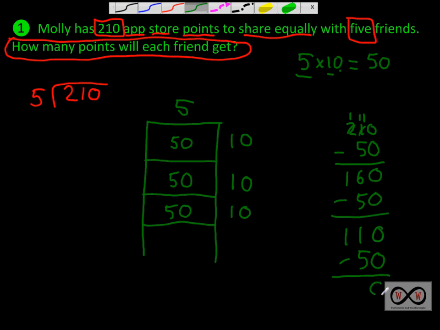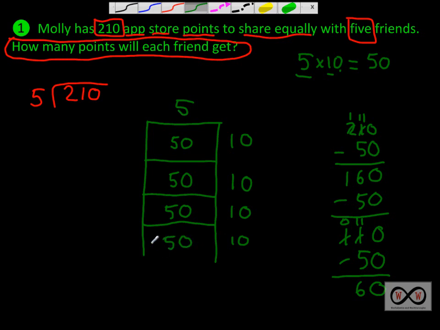0 minus 0 is 0. 1 take away 5, can't do it. Have to borrow here. 11 take away 5 equals 6. So now we're left with 60. You're probably thinking, well, we could fit another 50 in there. You'd be exactly right. So now we'll go ahead and say, okay, 5 times 10 again would be 50.